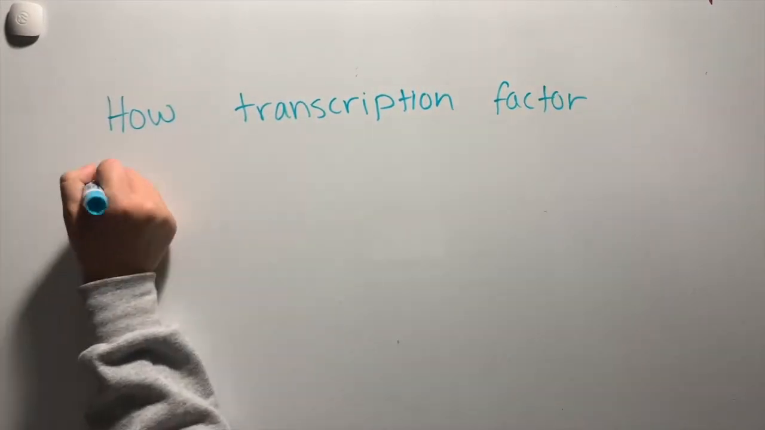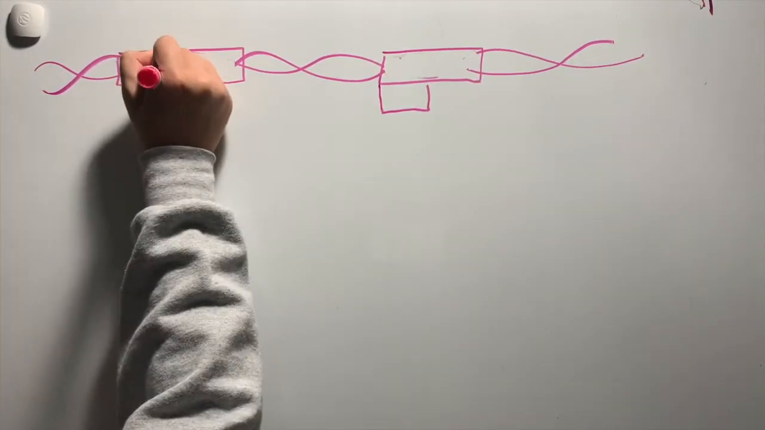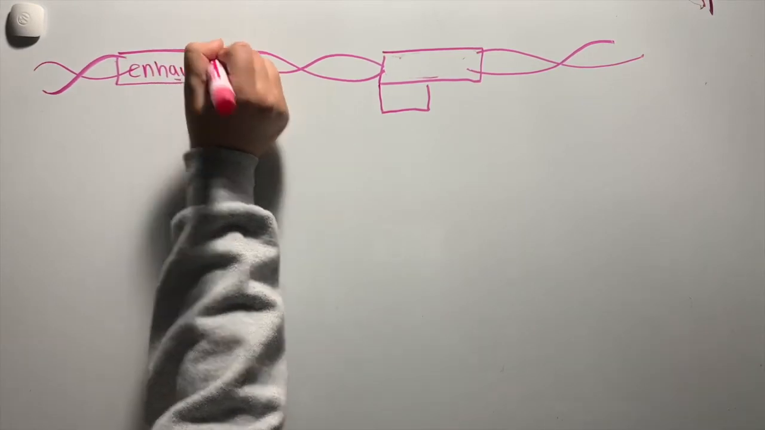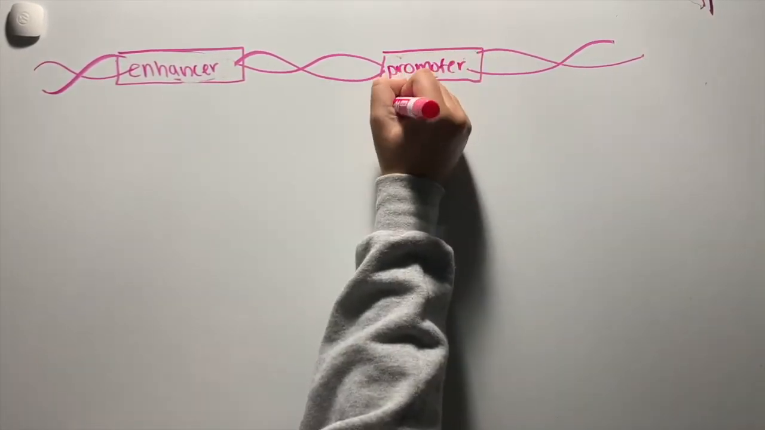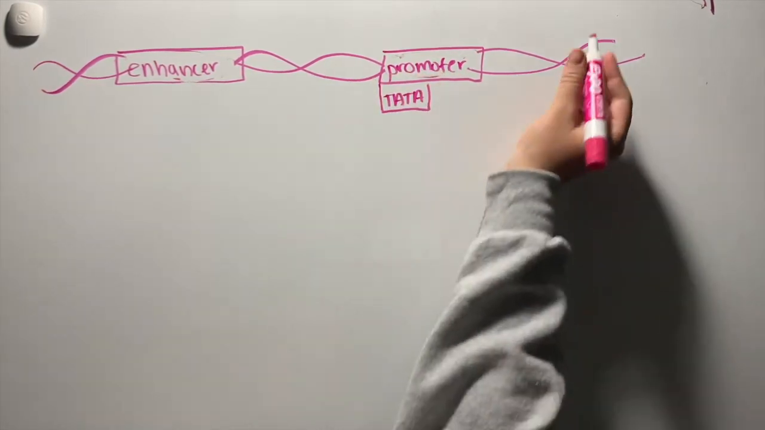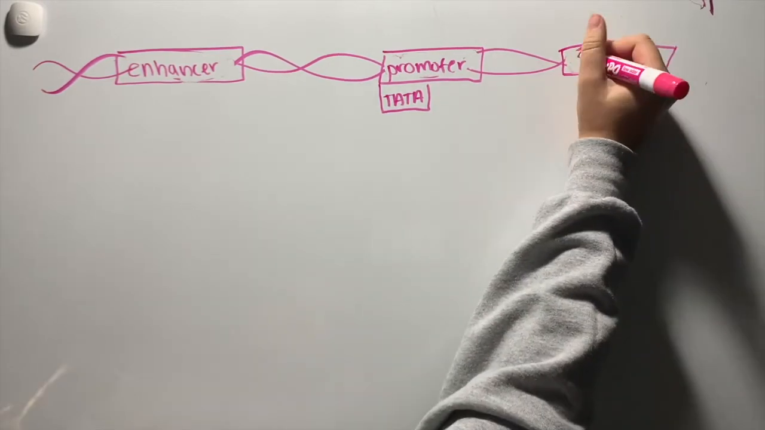So to begin, I'm going to explain how transcription factor binding sites work to activate this gene. We start with a DNA strand that has two regions included, known as the promoter and the enhancer. The promoter is usually upstream to the gene, while the enhancer is farther away. In order for the activation complex to form, these two regions must be brought together by an elaborate loop.